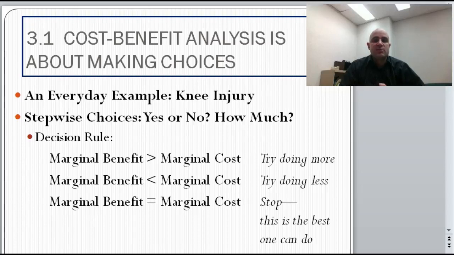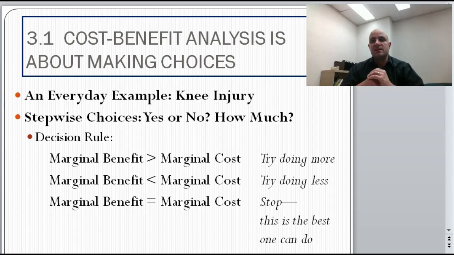So the previous example that we looked at, the example of the knee injury, is yes or no. Do you want to go or not? Not all decisions, however, are just yes or no, A or B. Other ones are when we look at the margin.